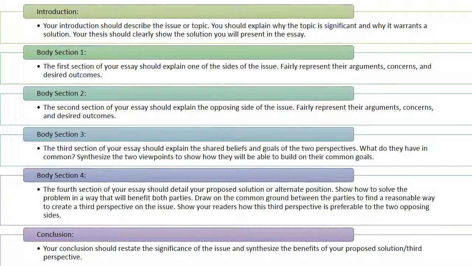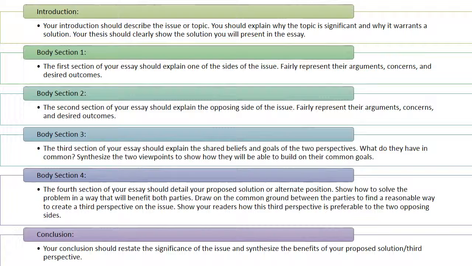That solution will be your third perspective that uses the common ground for both of the other perspectives you've looked at. Your essay will have 4 body sections. The first body section will explain one of the sides of the issue. It needs to fairly represent those arguments, concerns, and desired outcomes. So you should really think about stepping into the shoes of people who believe one side of the argument. What do they think? How would they express themselves?